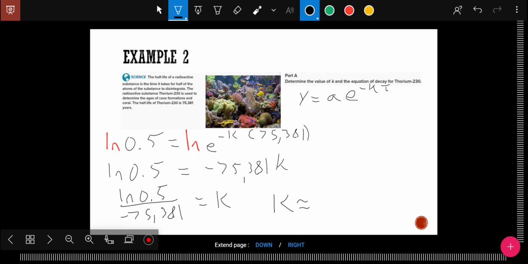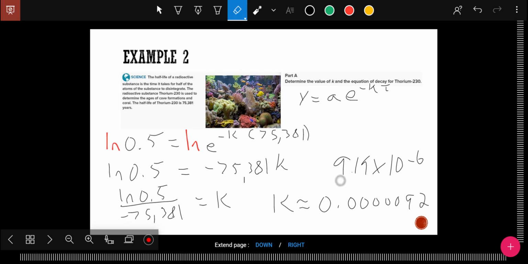And if you do that on a calculator, it might have a struggle bus. It might tell you something like it's 9.19 times 10 to the negative 6, or it might say e to the negative 6. And that means that we have to move this decimal place. All right. And so I'm going to put 0.0000009, 2. I'm going to round it to 2. So first up, find k. I found k. It's that small number.